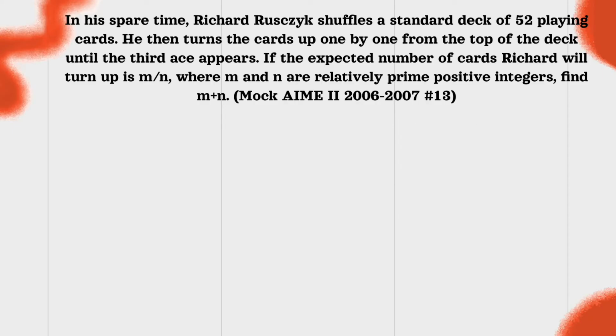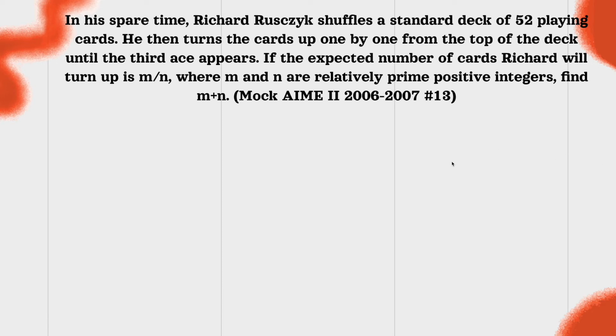Next, let's look at problem number 13 from a mock AMC. In his spare time, Richard Rusczyk shuffles a standard deck of 52 playing cards. He then turns the cards up one by one from the top of the deck until the third ace appears. If the expected number of cards Richard will turn up is m over n, where m and n are relatively prime positive integers, find m plus n.